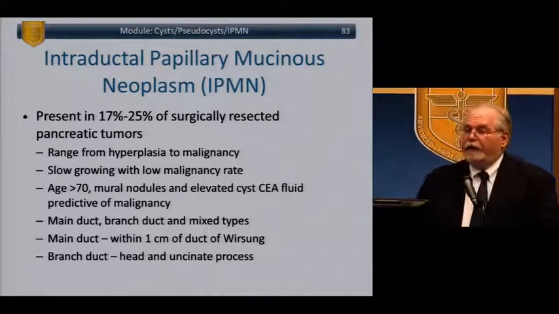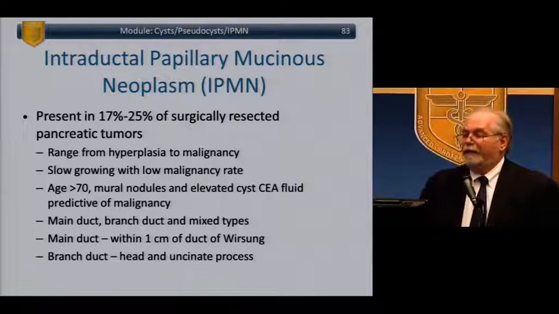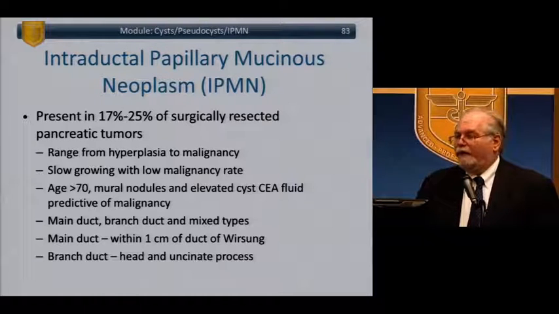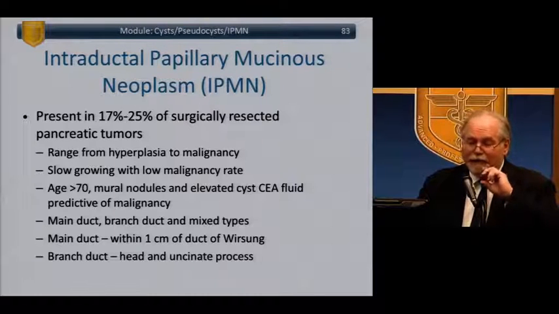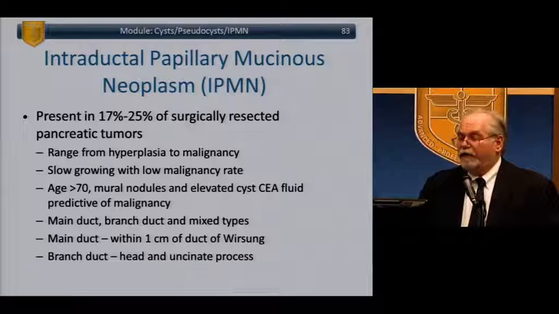IPMN, or intraductal papillary mucinous neoplasm, is present in about 1/4 of all resected pancreatic tumors. This is really carcinoma in situ of the pancreas, or precancerous, sort of like atypical ductal hyperplasia of the breast. They range from hyperplasia to malignancy. They're slow growing. They tend to be in older individuals. They tend to have mural nodules, elevated cyst CEA fluid, and mucin. There are main duct type, branch duct type, and mixed type. The main duct type is within 1 centimeter of the duct of Wirsung. Branch duct is in the head in the uncinate process.